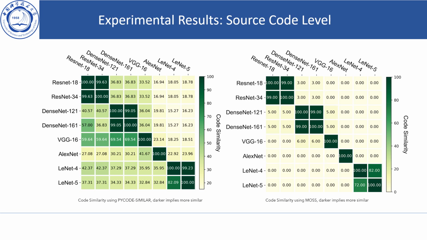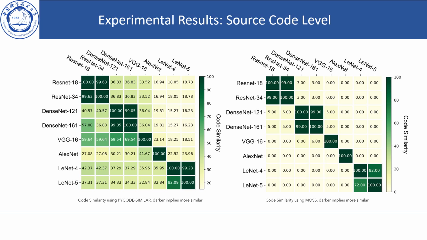So here is the result of the source code level. As you can see, models from the same family exhibit very high code similarity, and models from different families seem to be quite different. Except the VGG16 and others. The reason is that the VGG16 is written by the same author of the ResNet family and the DenseNet family. Their code style is quite similar.